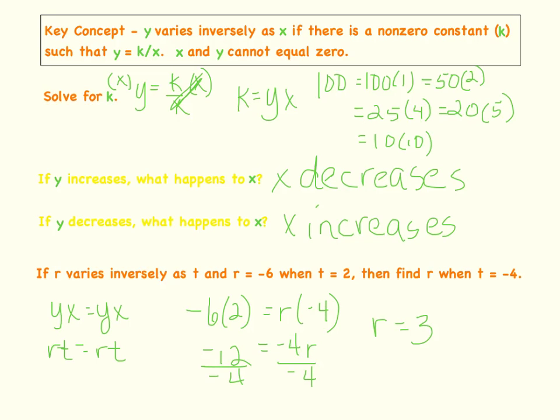So now, in looking at this example, can you tell me what my constant of variation is? The k value. Now remember, with inverse variation, k equals y times x. So if you look on the left side of this equation, we have -6 times 2, which is -12. And if we were to plug in the 3 for the r on the right side of the equation, we have 3 times -4, which is -12. So in this example, our constant of variation would be -12.